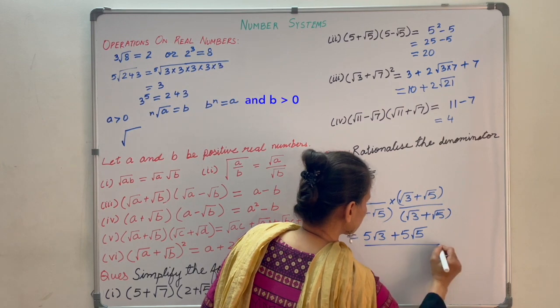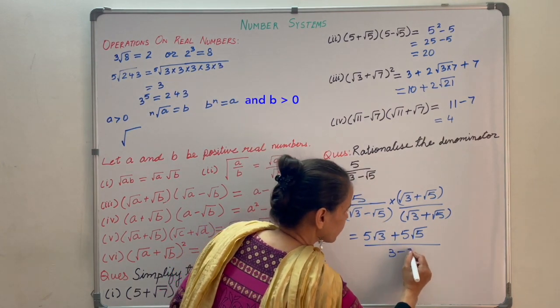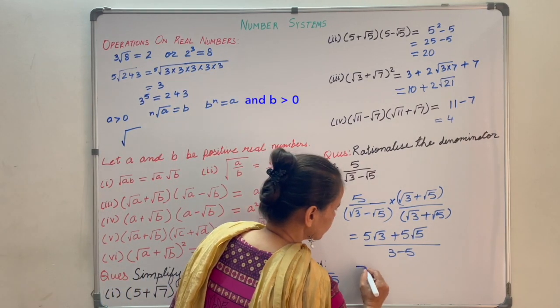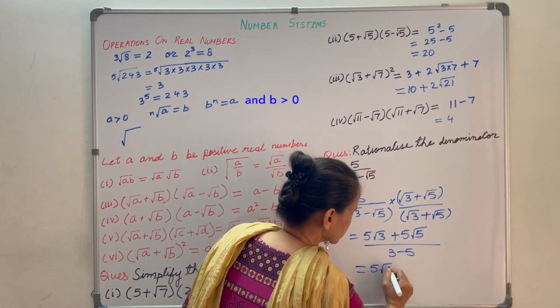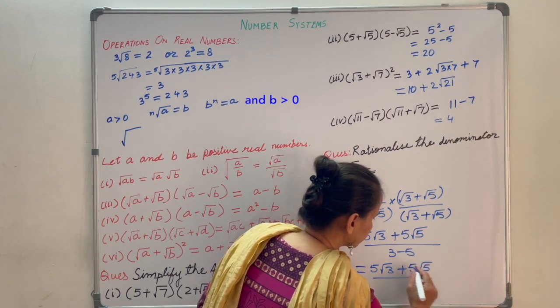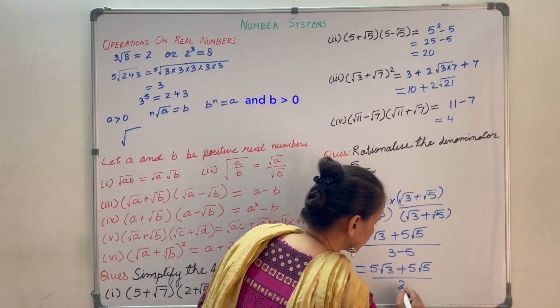And in the denominator you have 3 minus 5 because this is a minus b. So here what will you get? 5 root 3 plus 5 root 5 upon 3 minus 5 is minus 2.